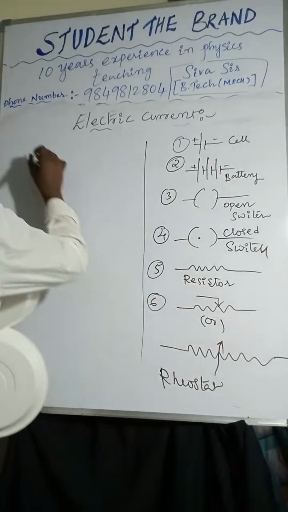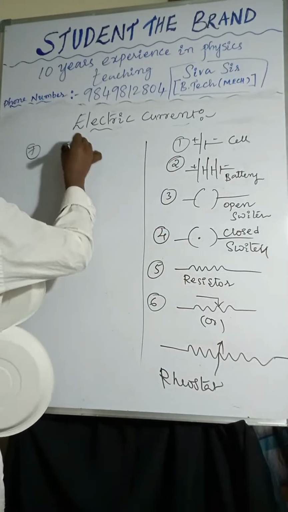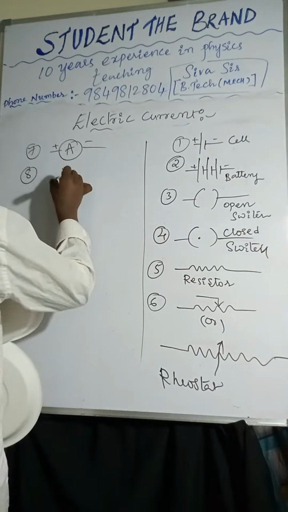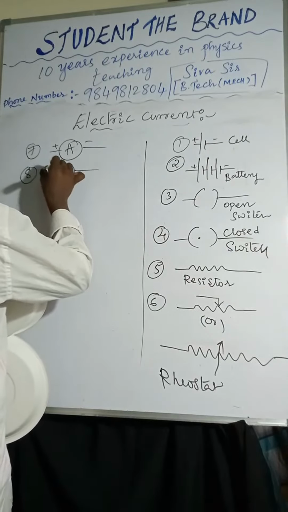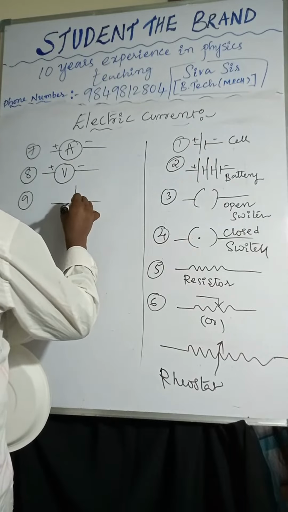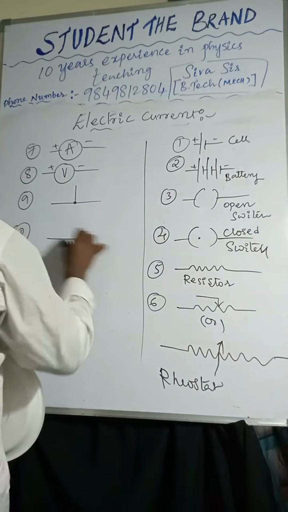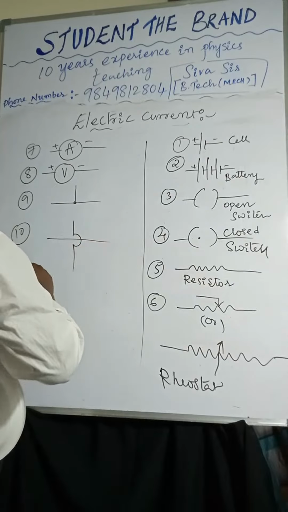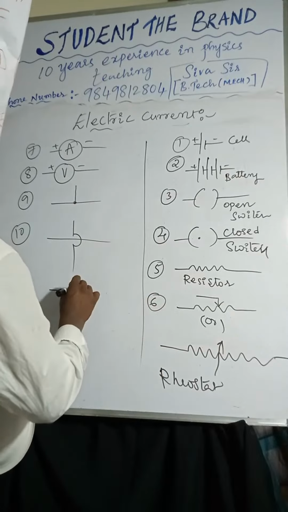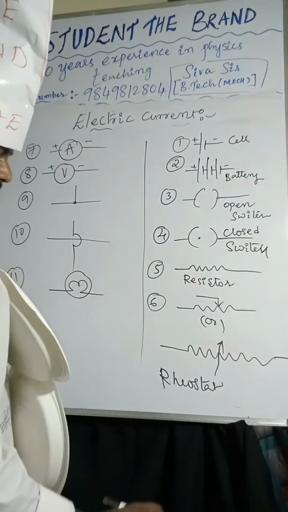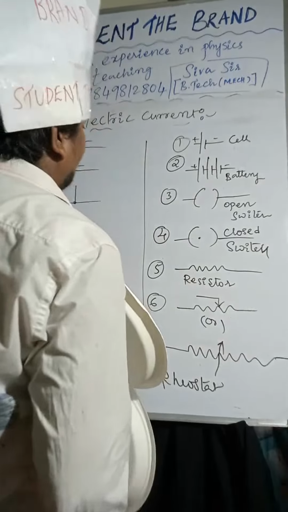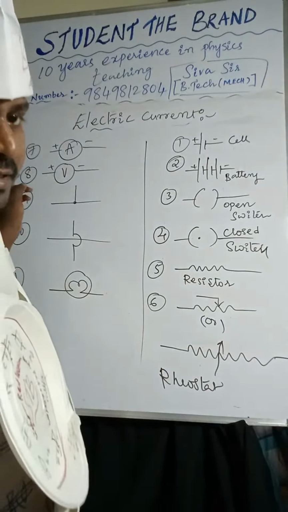Next, the seventh one is ammeter. The eighth one, voltmeter. The ninth one, wire joining. The tenth one, wire crossing. The eleventh one, bulb. This is about electrical appliances, what we are using in an electrical circuit.